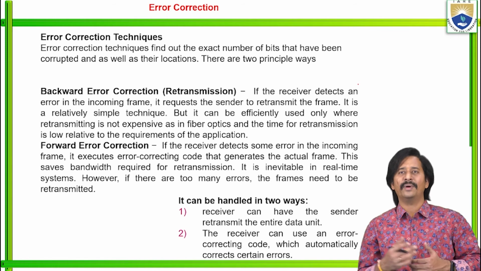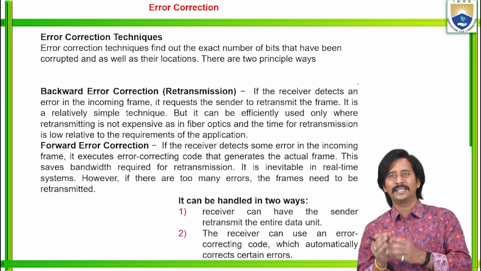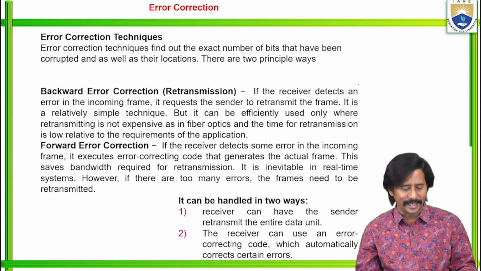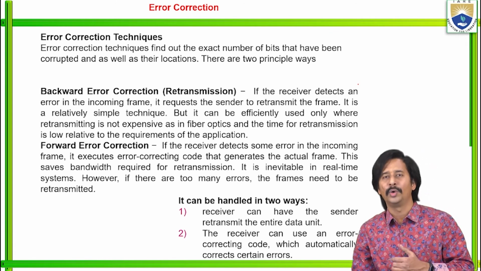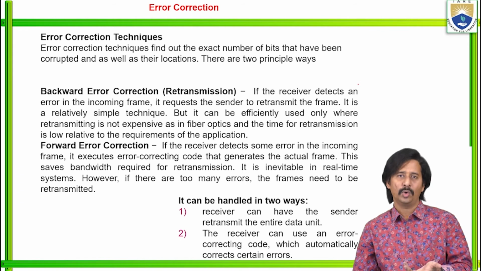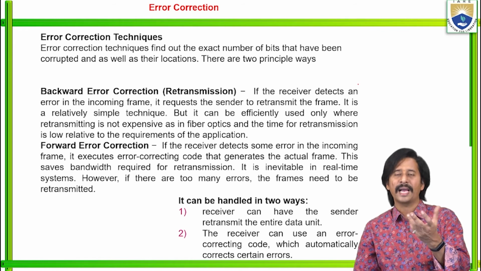So next one is forward error correction. If the receiver node detects some error in the incoming frame, then it executes an error correcting code, which generates the actual frame.